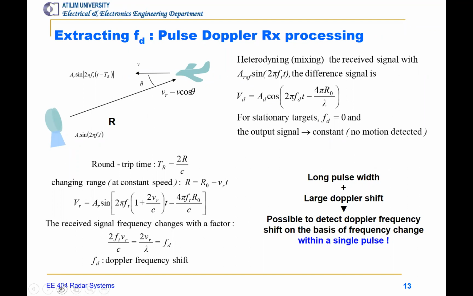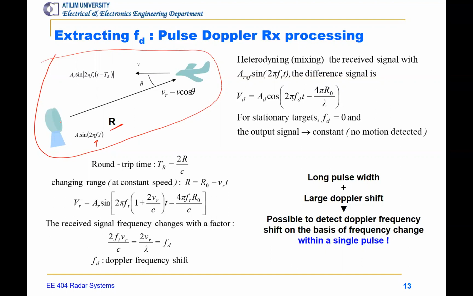In this slide, we are deriving the form of the received signal for the illustration of the radar system that we have been using frequently. We got a transmitted signal, AT sine 2 pi ft t, a sinusoid at frequency ft. It travels a distance R, hits the object, the target, and then the echo signal returns to the radar.